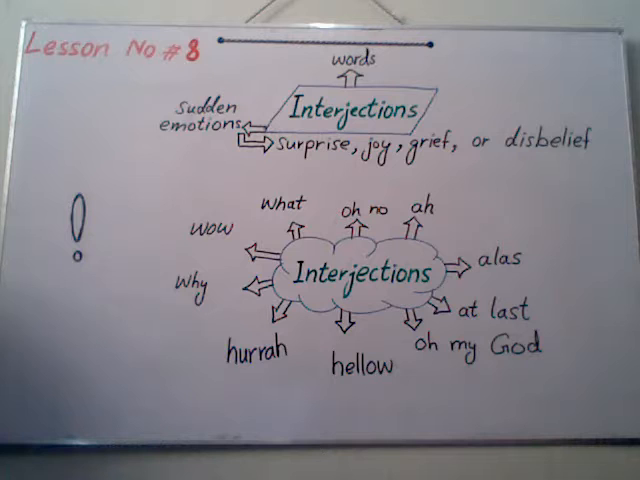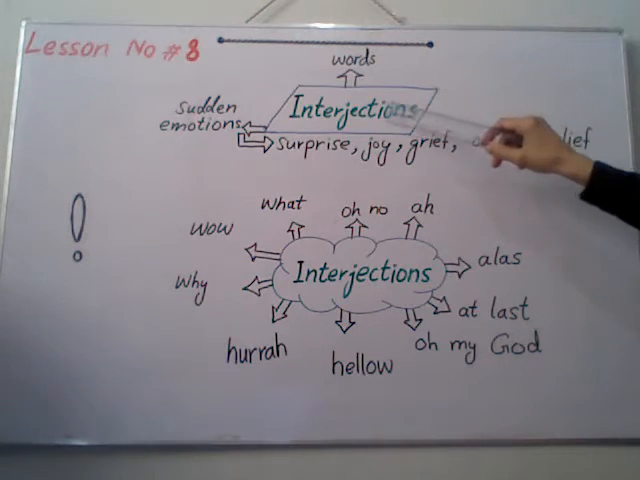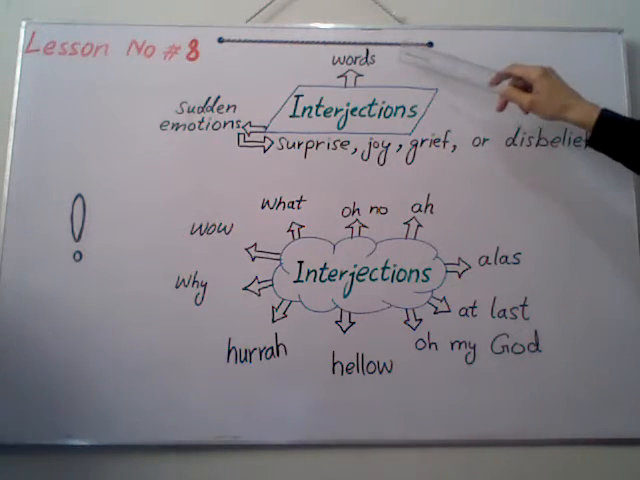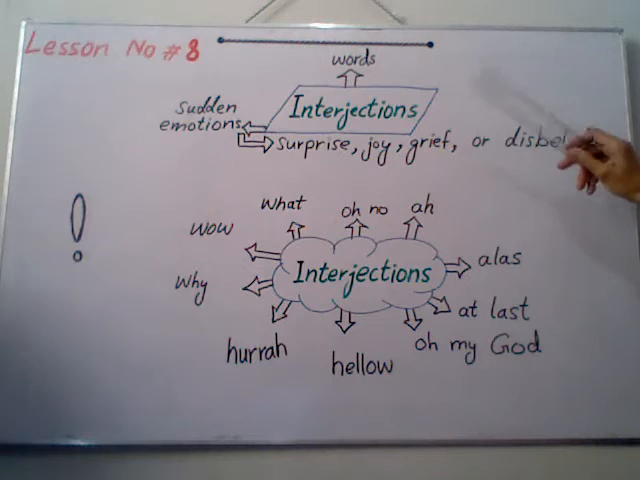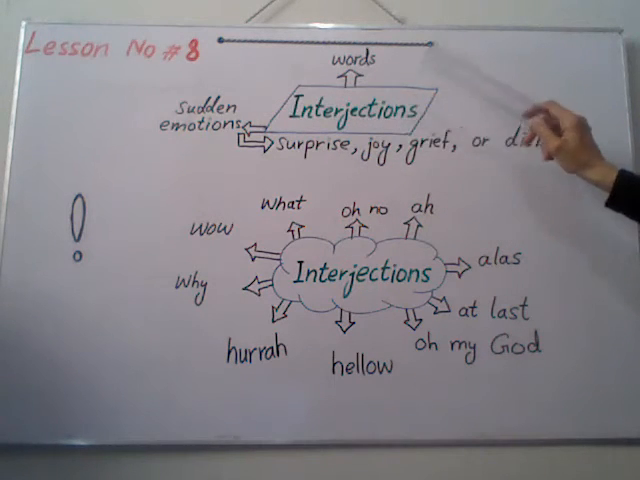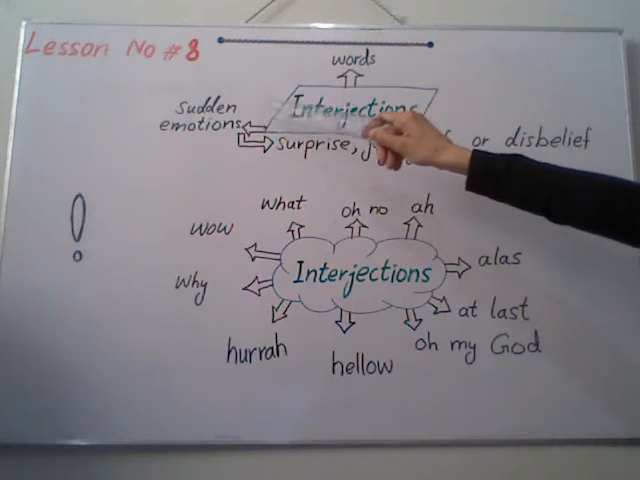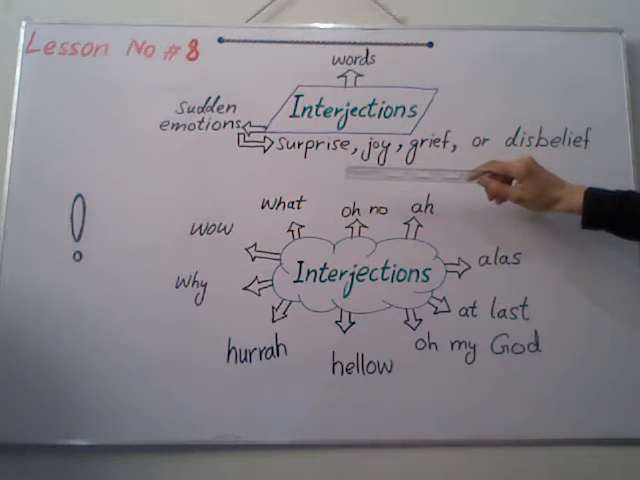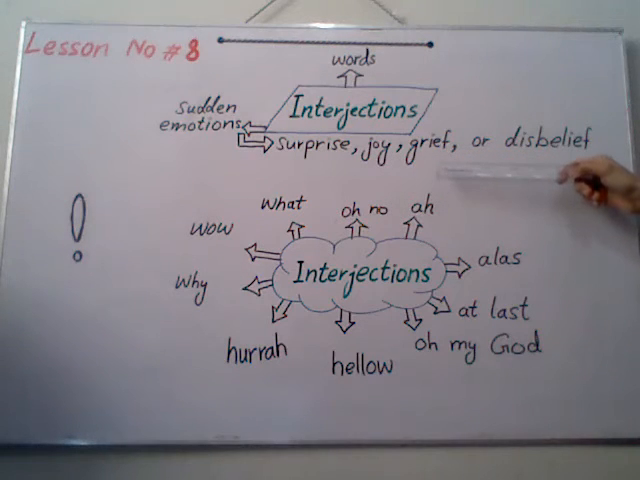First we start. Okay, here actually are interjections. When we talk about interjections, some words come to our mind, and we read these words after understanding the definition. The first definition is that interjections are words related to sudden emotions, like surprise, joy, grief, or disbelief.